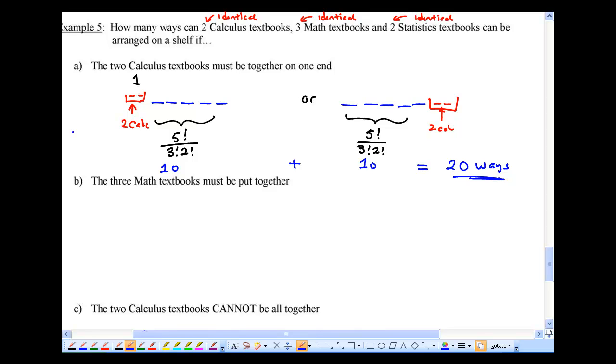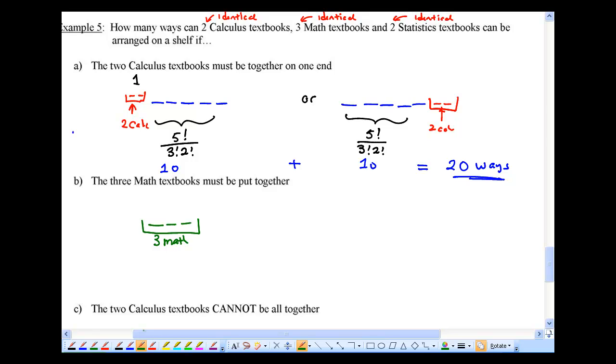Now this is because they had to be on one end. Okay. Now in part B, I'm saying, well, the 3 math textbooks must be put together. Together is better. So what are we going to do with the 3 math textbooks now? Well, they must be put together. So 3 math textbooks now become 1 unit, and they can move around.